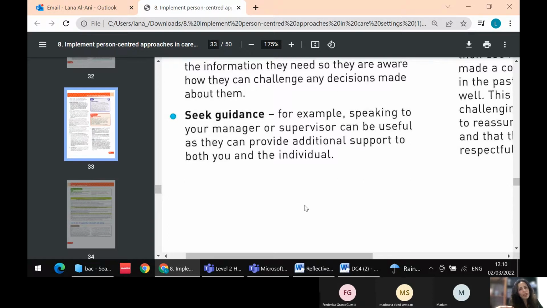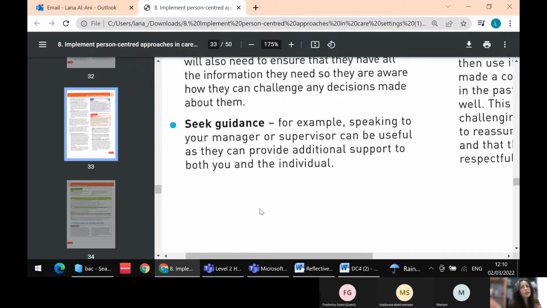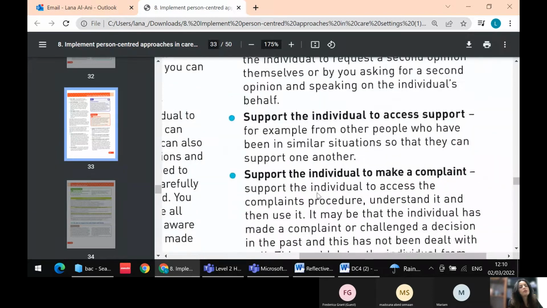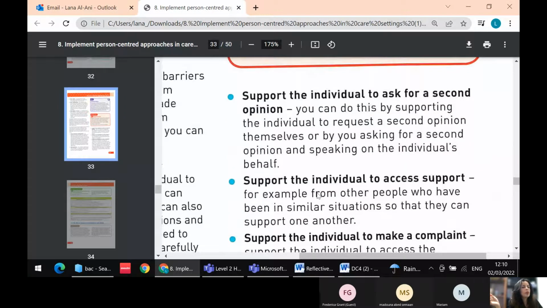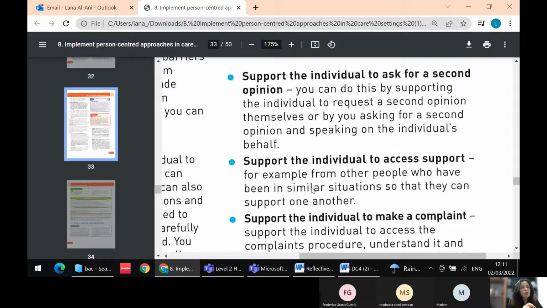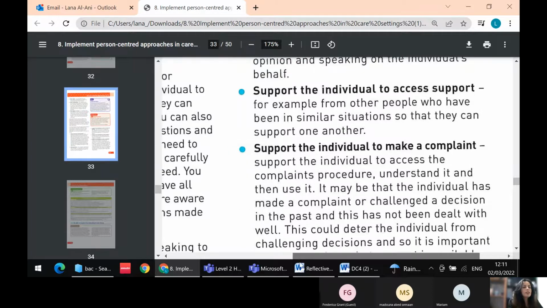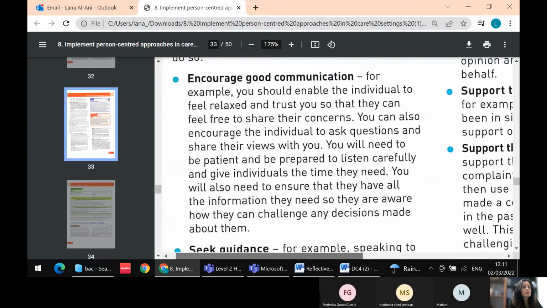And then also you can seek advice. How? You go and speak to the manager and say that Mr. X is not satisfied or happy with the service. He needs to go out. So first of all, you encourage good communication. Second thing is you seek advice and guidance from your manager. Third one, you support the individual to ask for a second opinion. And also you support the individual to access support. And the last one is to make a complaint. You need to talk about it as well, not just put the bullet points. Is this understood?